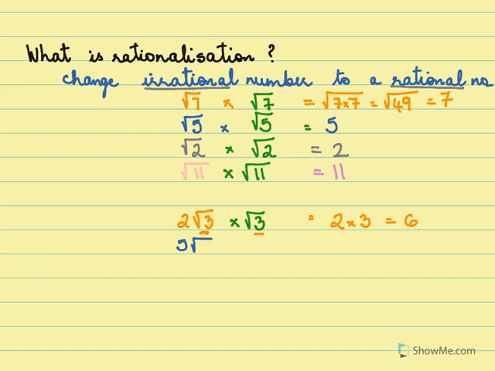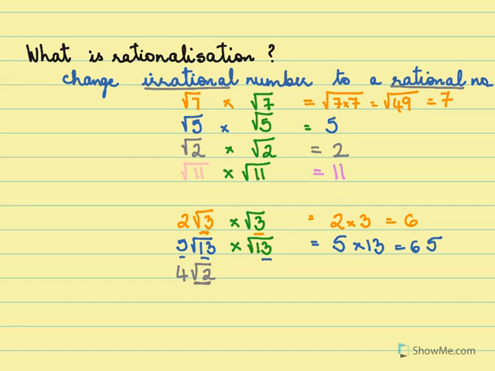Suppose I have 5 under root 13. Now this is an irrational number. So to make it rational, I need to just multiply it by under root 13. And then I get 5 here, under root 13 into under root 13 is 13. It has turned rational, which is equal to 65.